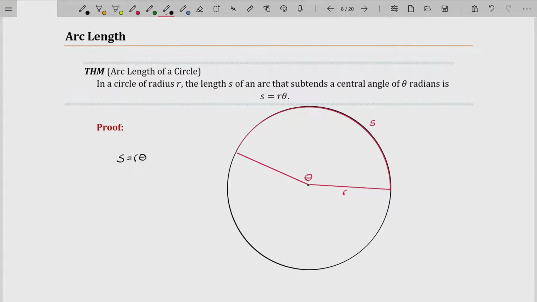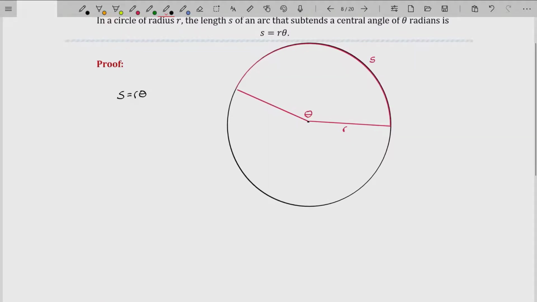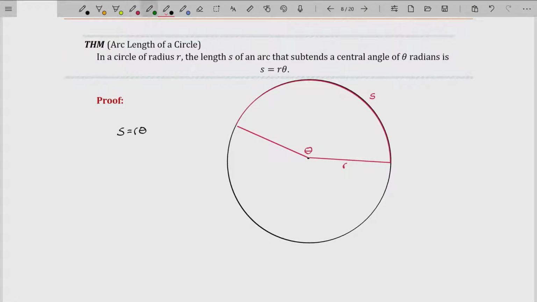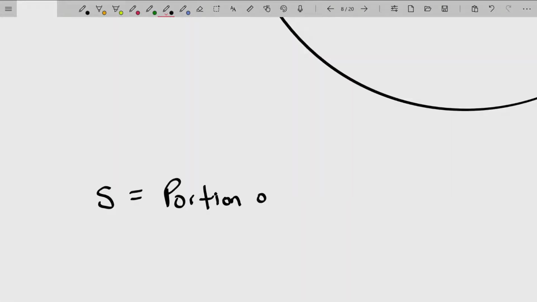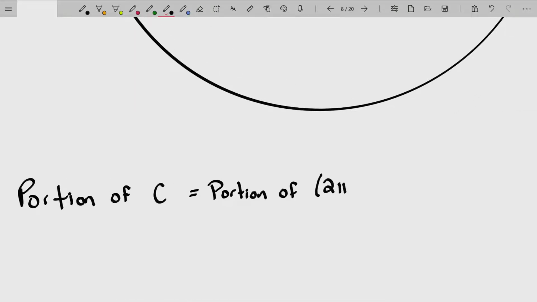Let's go ahead and prove that here because I think that's worthwhile to do. If you take a look at that circle, as far as angles go, we actually cut out an angle of theta out of the entire 2 pi of that circle. If you really think about what that arc length is, it's a percentage of the circumference. The arc length is just some portion of the circumference, and we know that's some portion of 2 pi r because that's the circumference of a circle.